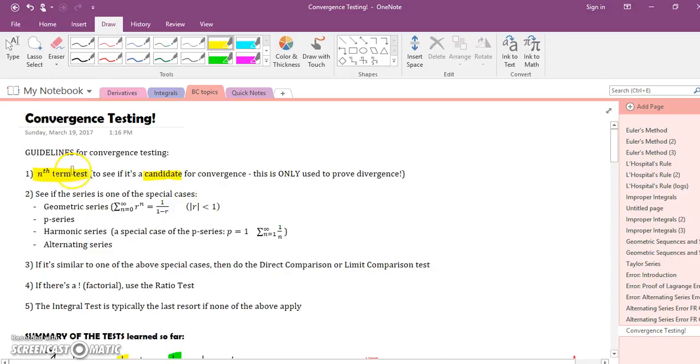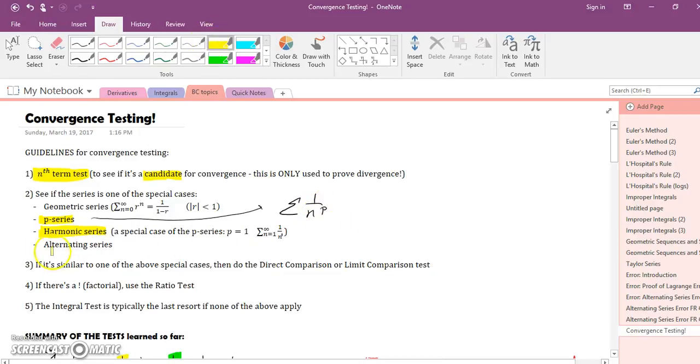Once it passes the nth term test, the next thing you should do is see, is it one of the special cases that are quick and easy? P series is the quickest. A harmonic series is a special case of the P series. It's when P is 1, so your exponent here is 1. Remember the P series was 1 over n to the P.